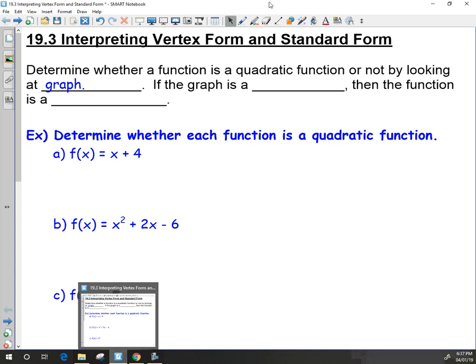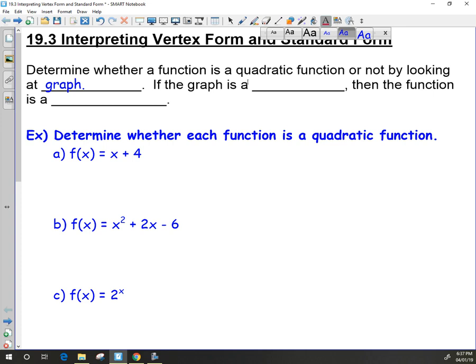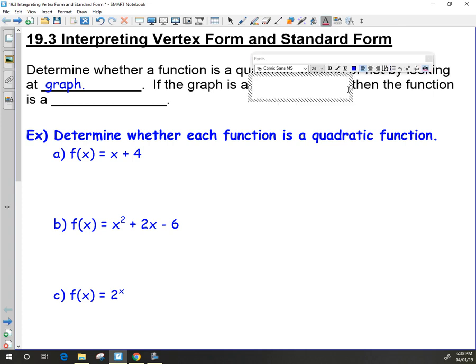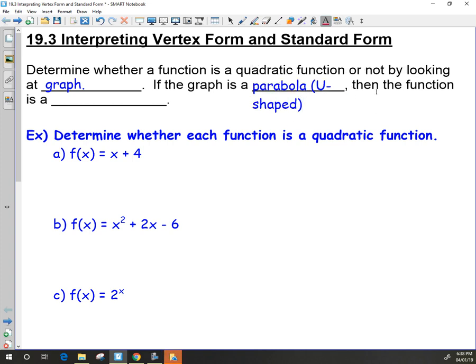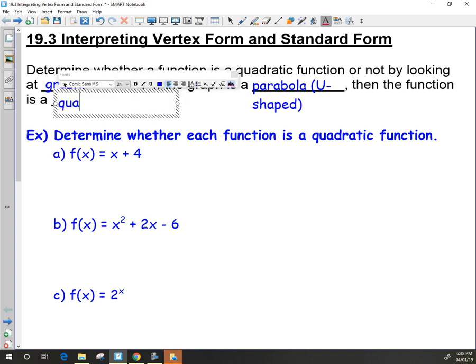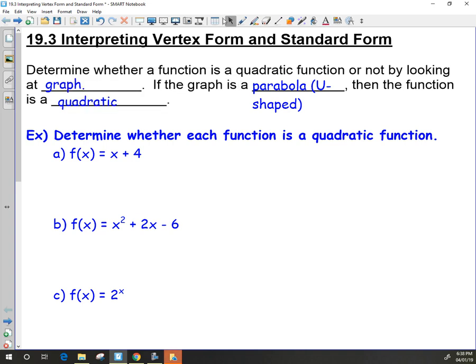If the graph is a parabola, remember from the first two stations when we introduced the characteristics, which is U-shaped, then the function is a quadratic. If I don't have a U-shape, if I don't have a parabola, then it's not quadratic.